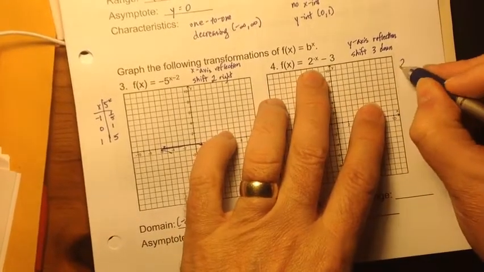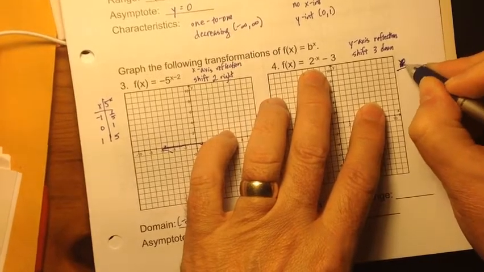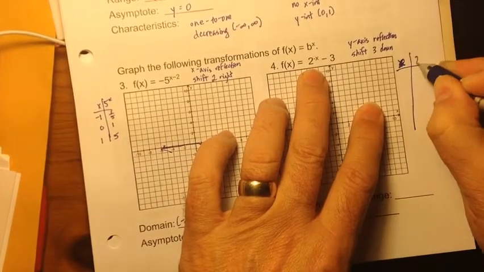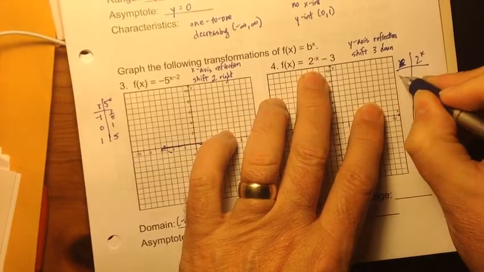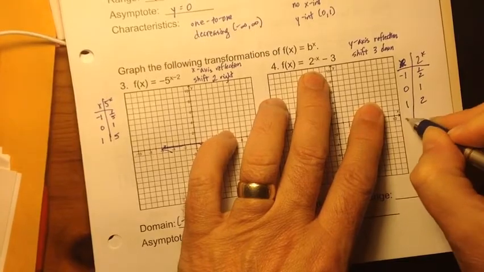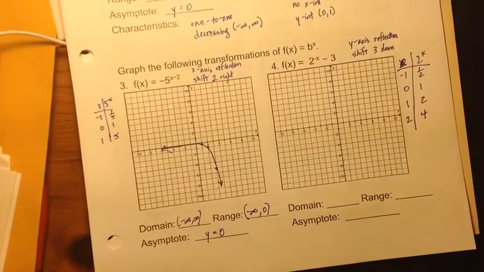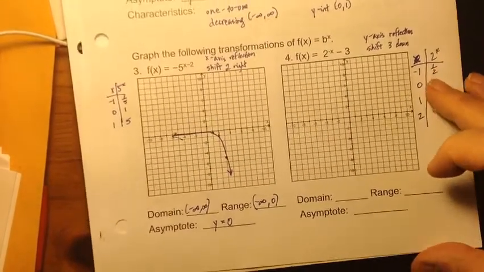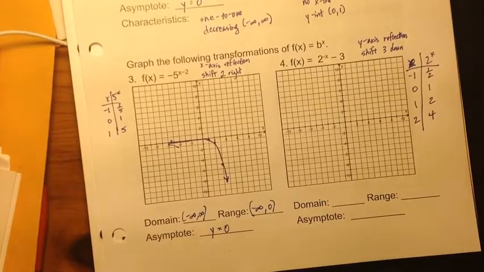Okay, so let's do a little table. I'm going to do x and 2 to the x. So if I put in negative 1, I get 1/2. If I put in 0, I get 1. If I put in 1, I get 2. And I'm going to go and put 2 and 4 here. Okay? That should give us a pretty good idea what it looks like.